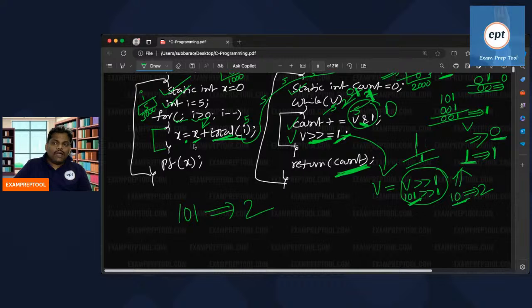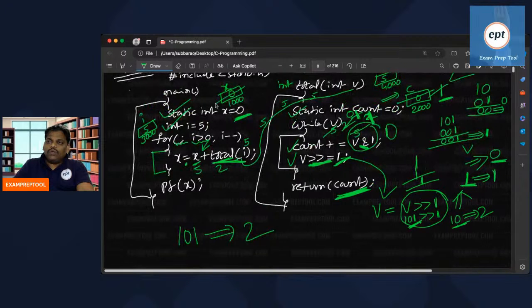The X value is already 0. So then X becomes 0 plus 2. X became 2 now. The X value was 0, and 0 plus 2 becomes 2. So X contains 2 now. Remember. Now see the answer.